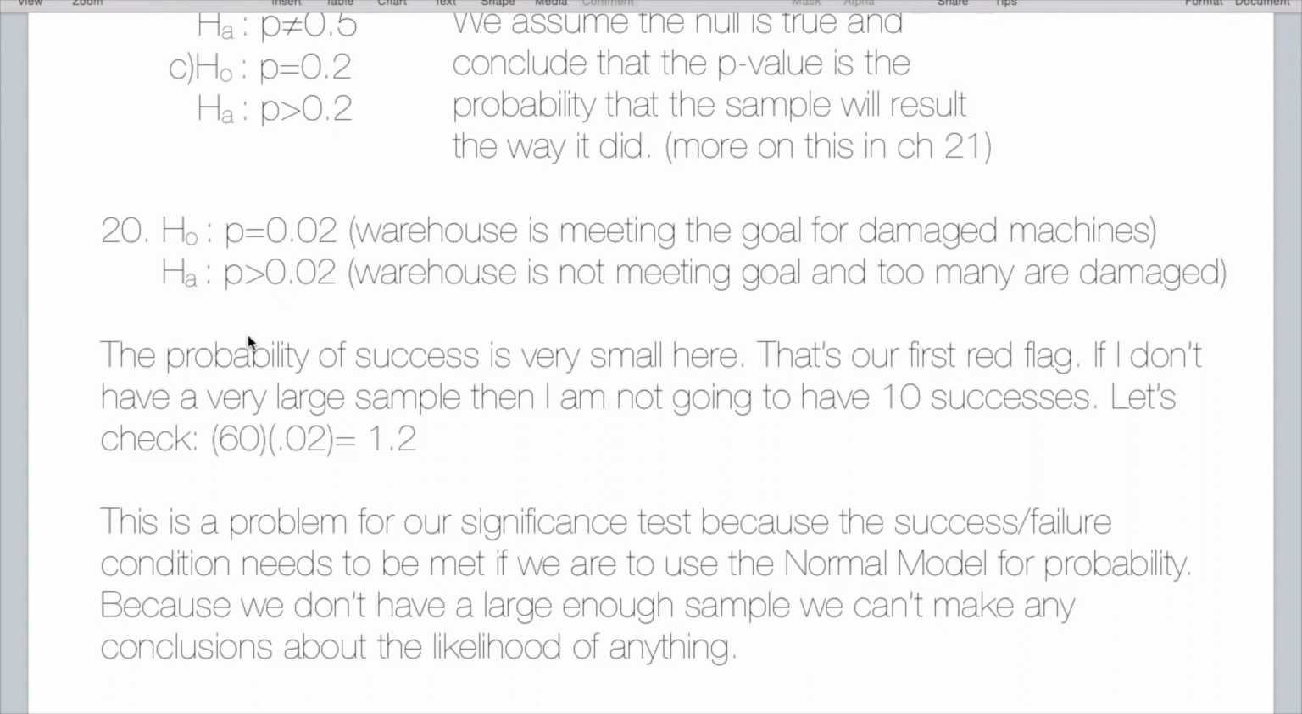If you check your successes and failures, successes is going to be the big problem because we have only a 2% chance of finding a damaged machine, which would be our success. And we can see here 2% times 60 is just 1.2. Not enough successes. Because this condition is not met, I can't use the normal model, which means I can't use my logic that certain probabilities are supposed to occur at certain places, right? And so we can't say anything about probability.